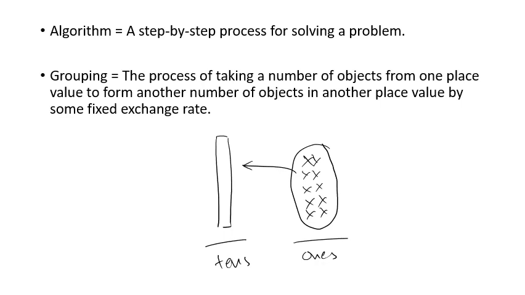Now we're going to see later on that this grouping can be undone. We can do ungrouping as well. So there is an exchange that can take place from one place value to another, either grouping things together into a larger place value or by ungrouping things from a larger place value into a smaller place value.